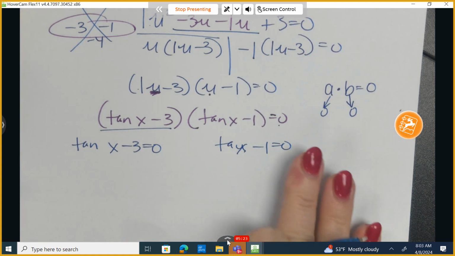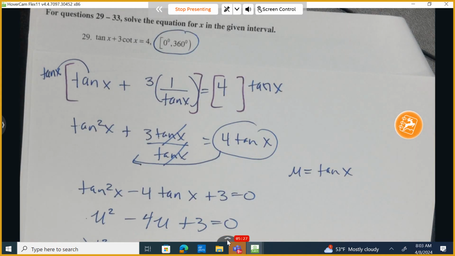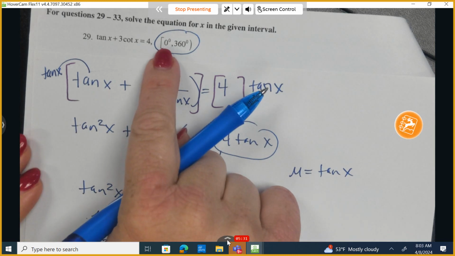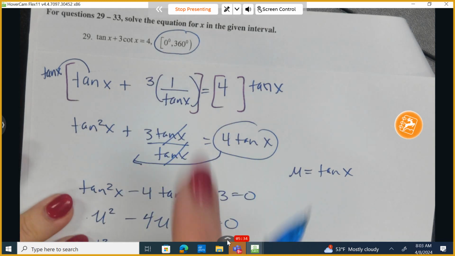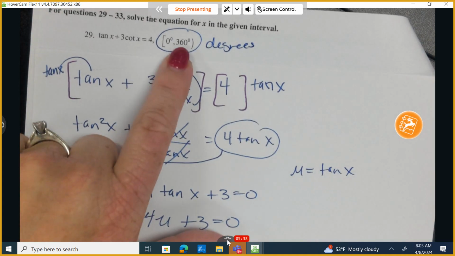For this particular problem, I'd like you to circle the given interval. So we're looking at an interval where we include 0 and we go all the way up to 360, but we don't include 360. So our answers need to be in degrees in this particular interval.